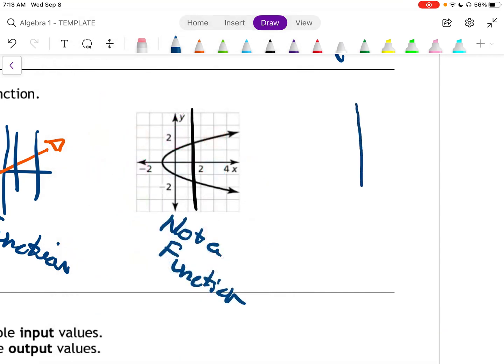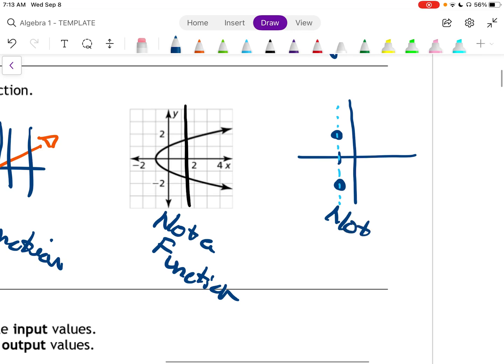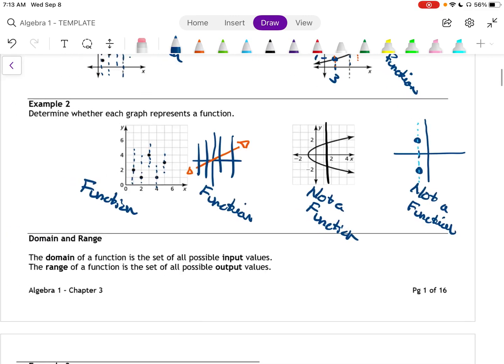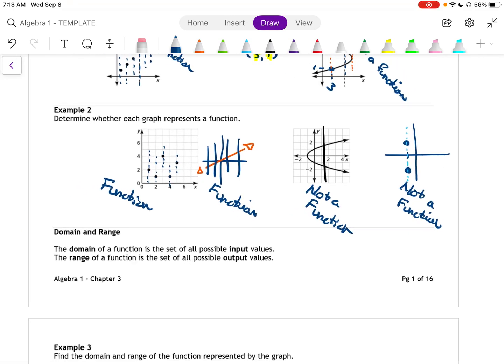If we were to draw one with a bunch of dots on it, we could just have one with a dot there and a dot there, and it doesn't really matter what else is on the graph. You could draw a vertical line through both of those, so that would be not a function. Right, so there's 4 different examples there.